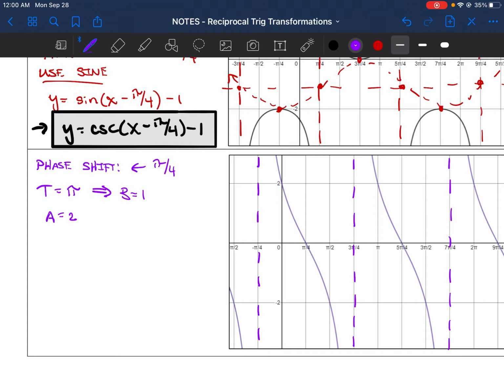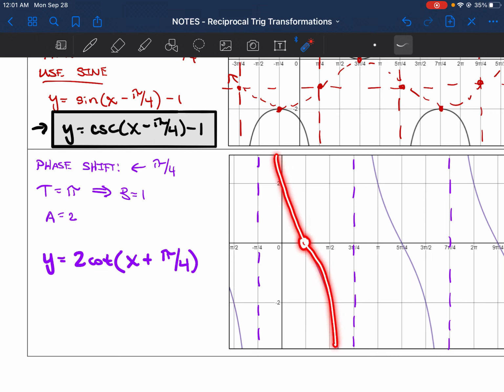So let's go ahead and write the transformations here. So we would have y equals, the a term is 2, so 2 cotangent. We haven't had any kind of period change, so still just x. The b term is still 1, but we are shifting left by pi over 4, so this would be x plus pi over 4. There's no vertical shift. We can tell there's no vertical shift because that point in the middle of the two asymptotes is still at the x-axis, so that hasn't been shifted up or down at all. So there's nothing to add on the outside or subtract on the outside.